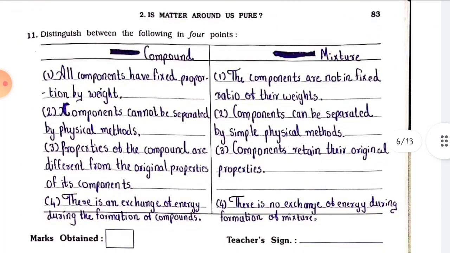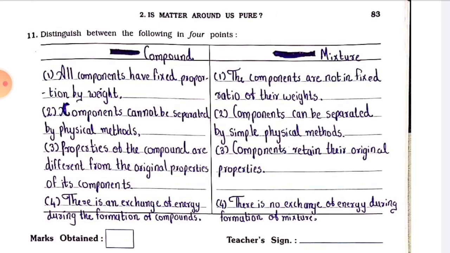Next, number 11. Distinguish between the following in 4 points. So first of all, I will say all the 4 points of compound. Number 1. All compounds have fixed proportion by weight. Number 2. Components cannot be separated by physical methods. Number 3. Properties of the compound are different from the original properties of its components. Number 4. There is an exchange of energy during the formation of compounds.